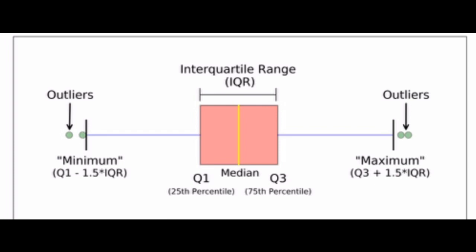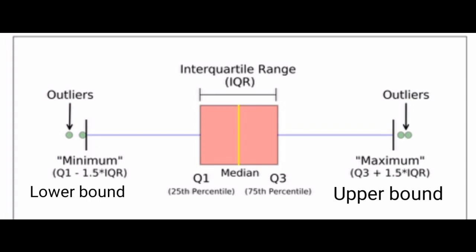As you can see in the box plot, that is the interquartile range. Now, any data point less than the lower bound or more than the upper bound is considered an outlier. You can see the upper bound and lower bound, the minimum and maximum, written over there. Again I am repeating, a value which is less than the minimum and a value which is more than the maximum is considered an outlier with the help of the box plot.